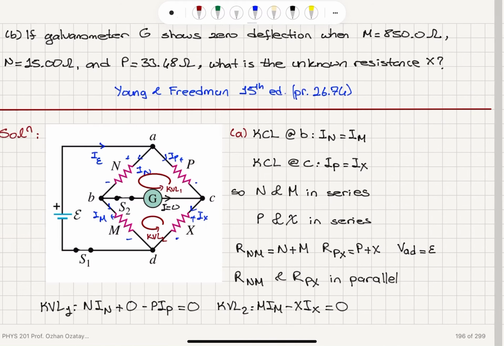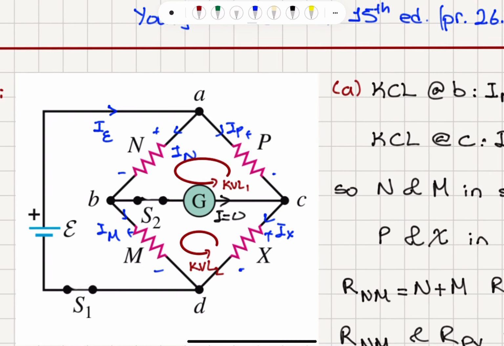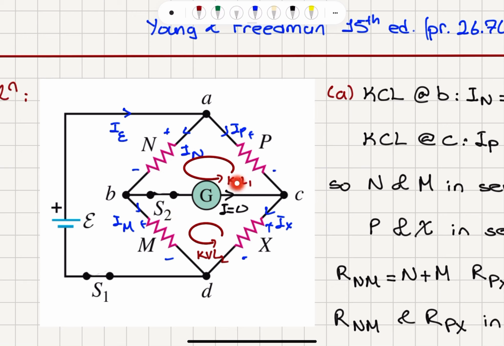Okay, so once again in this Wheatstone bridge, the first thing I discovered was if there is no current flowing through this branch, this current IN and IM is the same. The same current flows through N and M, so they're connected in series. The same current IP and IX, they're the same, flow through P and X. So the equivalent resistance for this one is N plus M, for this one is P plus X. The voltage is epsilon, so epsilon over N plus M is this current, and epsilon over P plus X is this current flowing through these two branches.